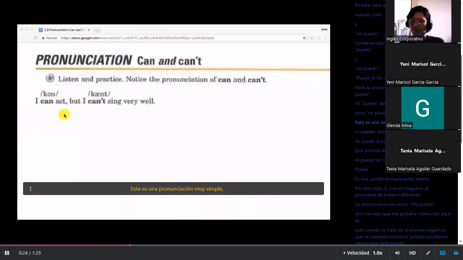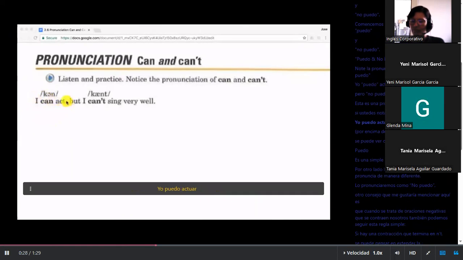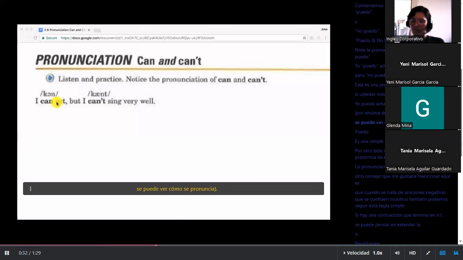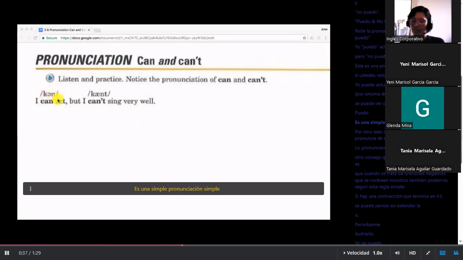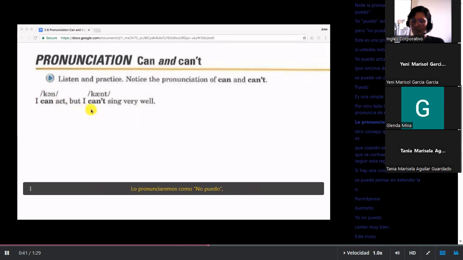This is a very simple pronunciation. If you notice the positive statement, I can act. Above the word, you can see how that is pronounced, can, as the pronunciation symbol. On the other hand, the negative statement is pronounced differently. We will pronounce it as can't.